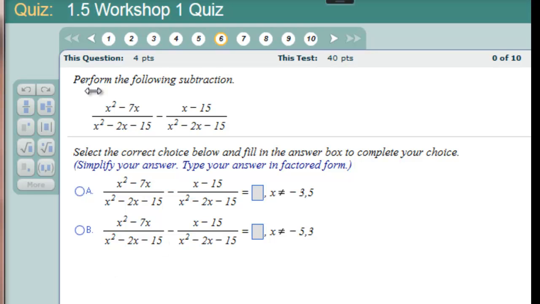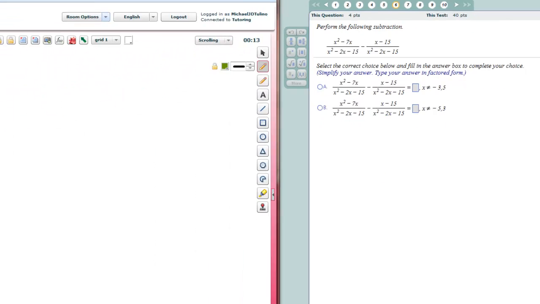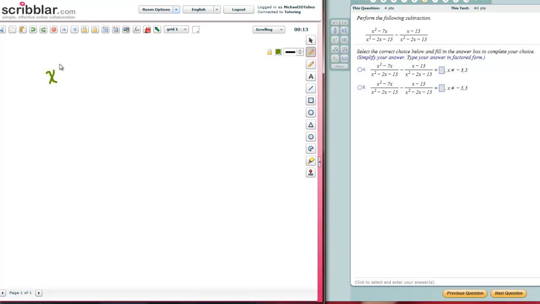Alright, so this problem here is on the 1.5 quiz. It's number 6. It's a rational expression, and we have a minus sign. We're subtracting them. And so what we need to do is first make sure we have a common denominator. So let's check it out and see. We have x squared minus 2x minus 15, and on the second one we have the same denominator. So if we have the same denominator, this problem ends up being quite easy.